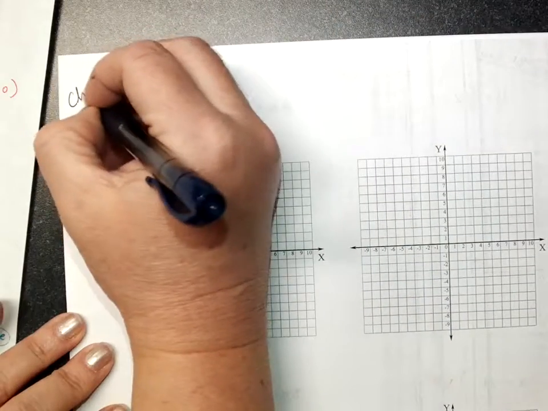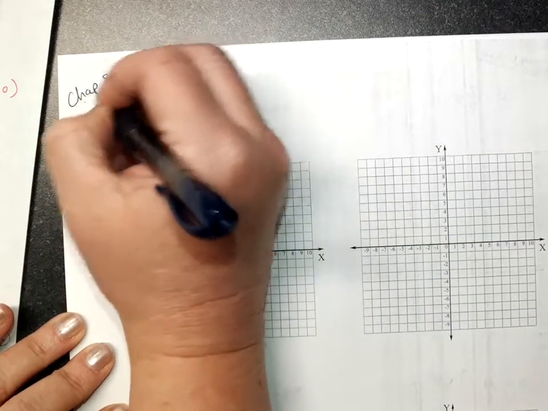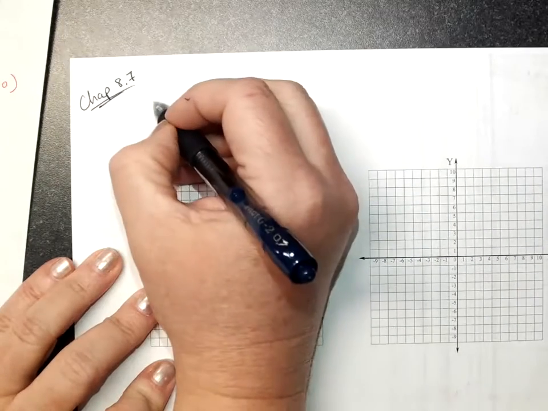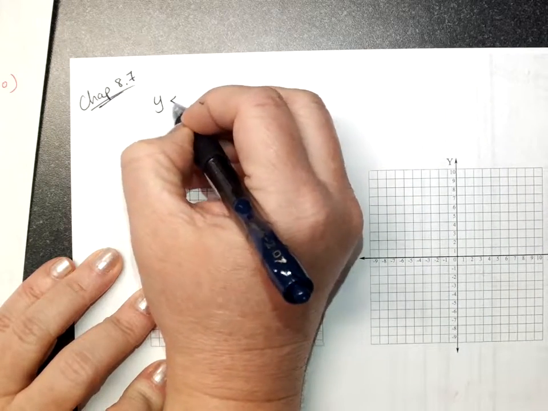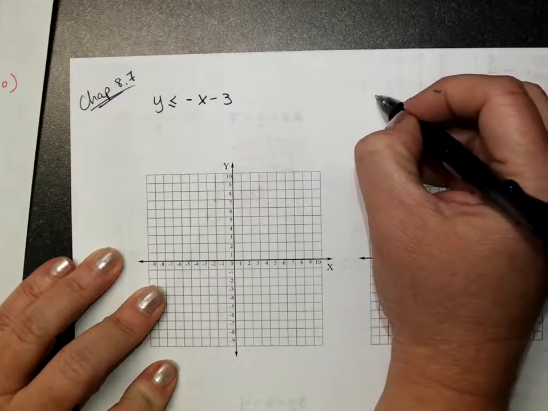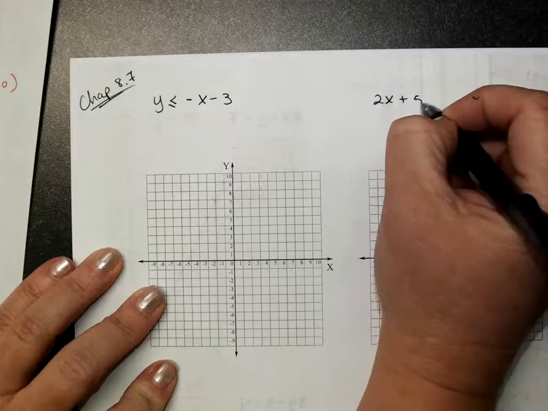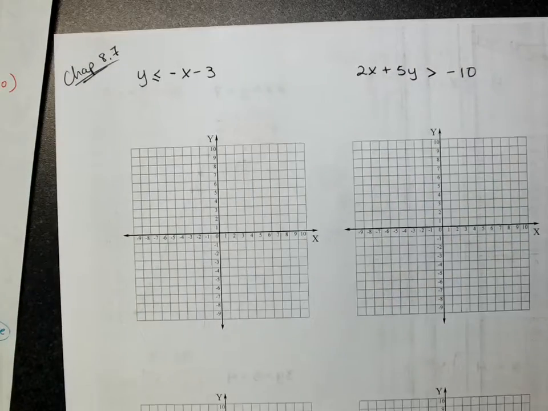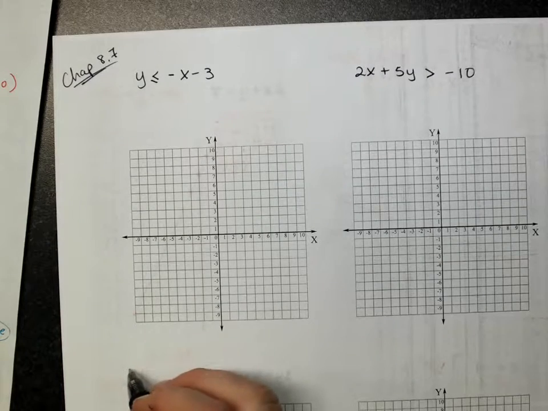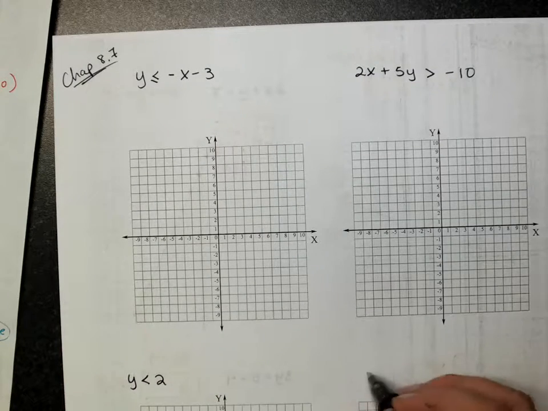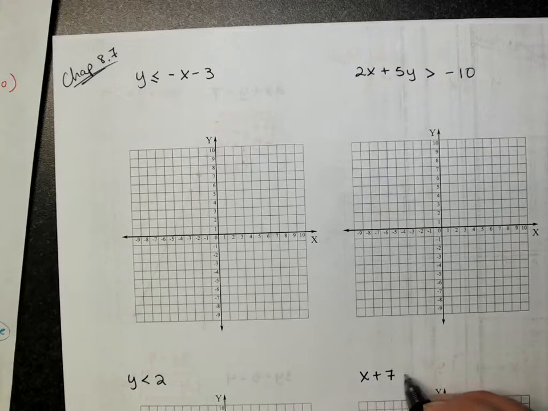Okay, so this is chapter 8.7 here, the inequalities. And we'll do y is less than or equal to negative x minus 3. 2x plus 5y is greater than negative 10. Let's also do y is less than 2, and x plus 7 greater than or equal to 1.